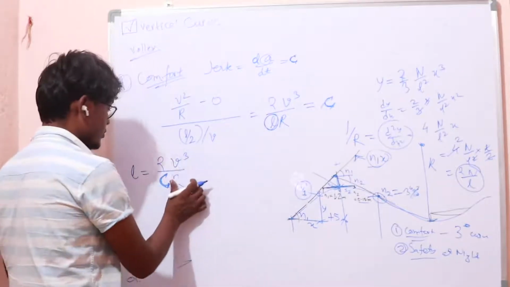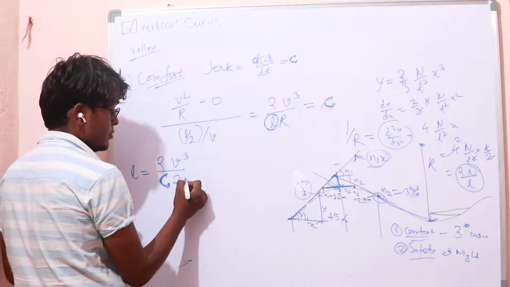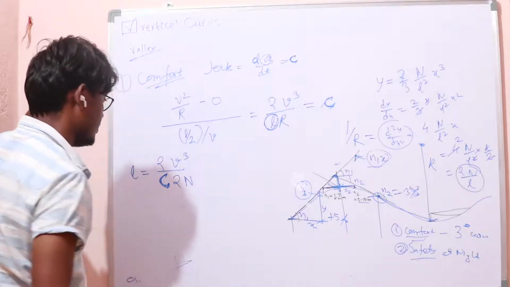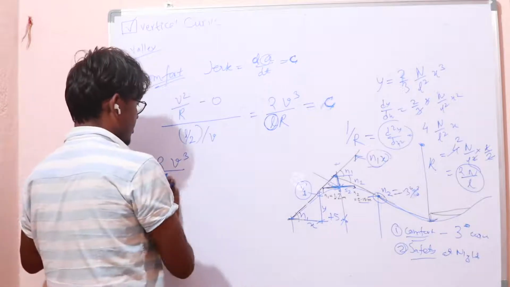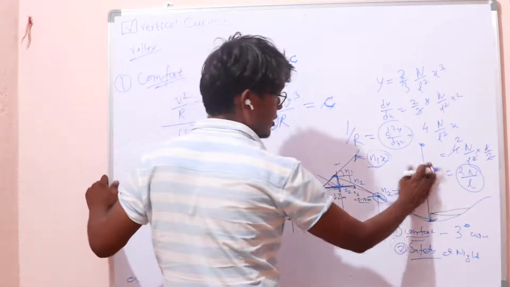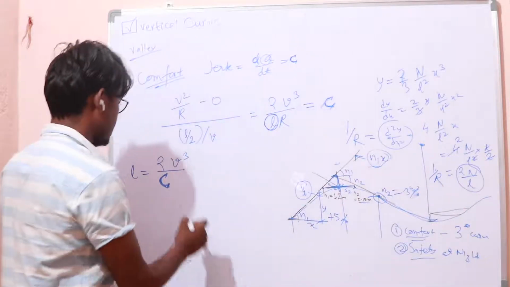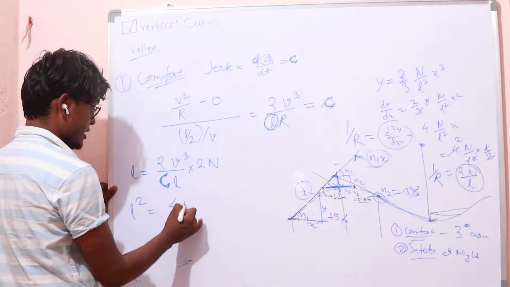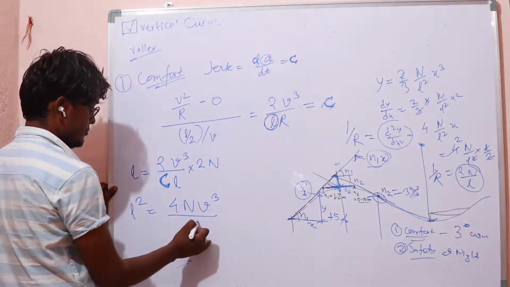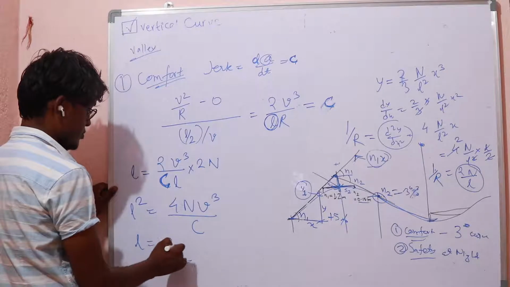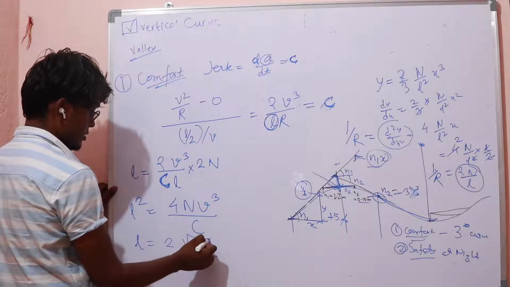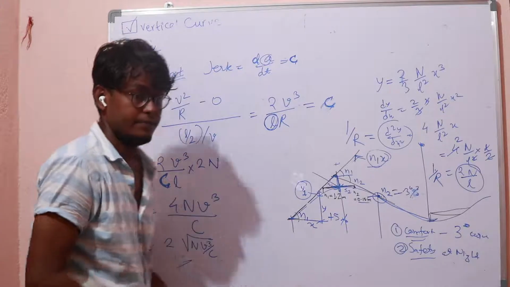So we put this value, and this is actually 1 over r. So it's actually L over 2n. So L square equals 4n v cubed over C. So L is equal to the square root of 4n v cubed over C, that is, 2 root n v cubed over C. This is the formula for the comfort criteria.